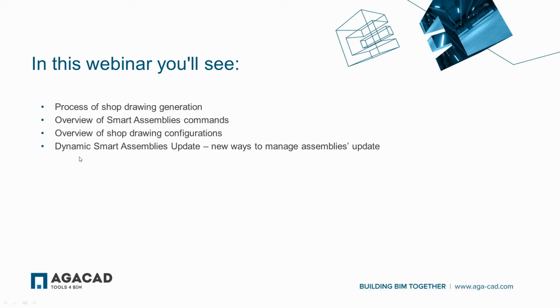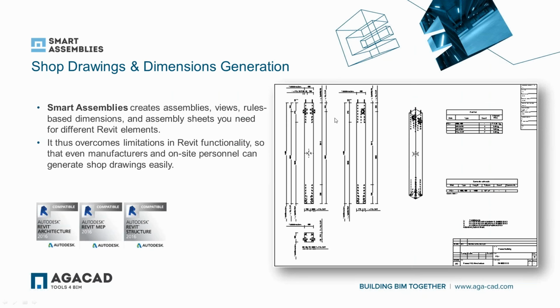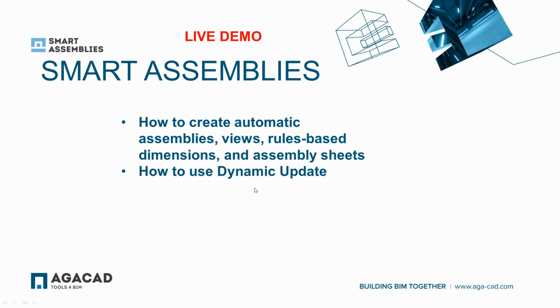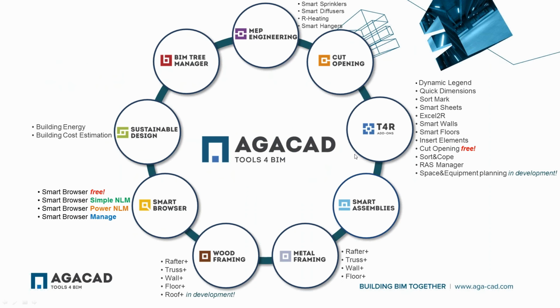So the most important maybe will be the dynamic Smart Assemblies update functionality. I will show how it works. Basically, Smart Assemblies creates assemblies, then it creates views, then it creates rule-based dimensions and places these views on sheets. So we will see how we can do that. And now we can start a live demo. I will show how to use this new functionality, dynamic update.